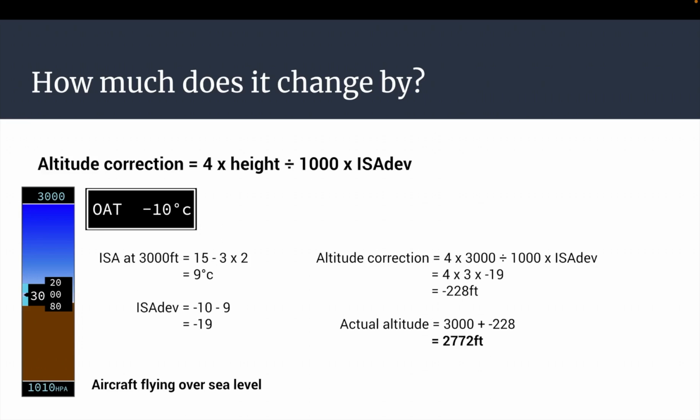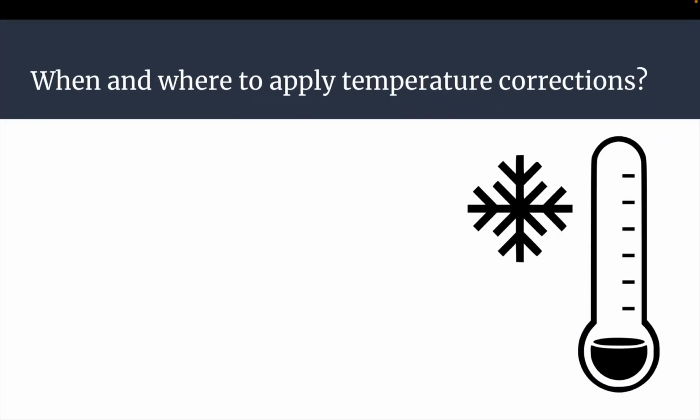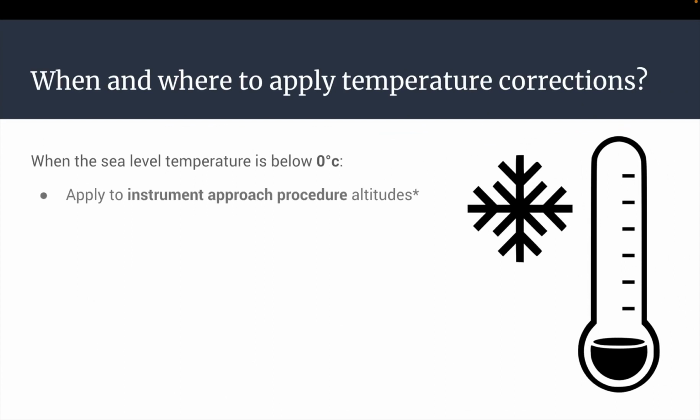We're gonna see an example in a second, but first off, when do we apply these corrections? According to PANS-OPS, the rules are when the sea temperature is below 0 degrees Celsius. We apply it to all the altitudes indicated in the instrument approach procedure. There's an asterisk, we'll talk about that in a second. And to the DA and MDA, so the decision altitude or the minimum descent altitude.